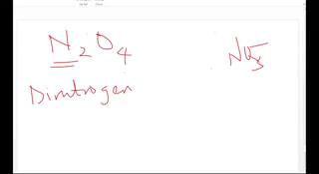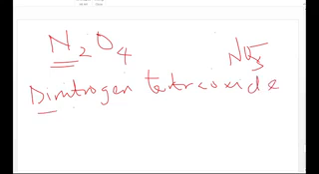Now this is dinitrogen, because don't forget in this case we are dealing with non-metals. For non-metals you can name the number of repeated atoms in the given compound. So this is dinitrogen, and how many oxygen? 4. This is tetraoxide. So we can call this dinitrogen tetraoxide. Do you get my point?